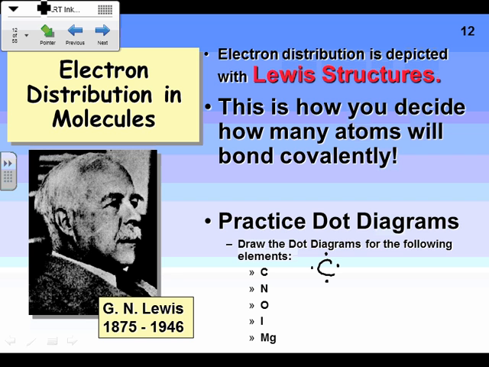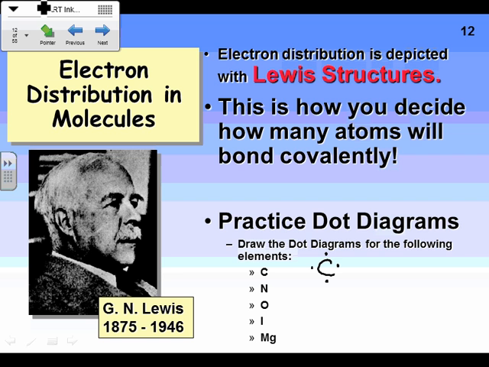So then nitrogen, I don't know that I need to do all of these, but nitrogen is going to have 5, okay, 5 valence electrons. So you put 5 dots around it. Oxygen would have 6, iodine would have 7, and magnesium would have 2. Everybody okay with that? No? Didn't catch that? All right.